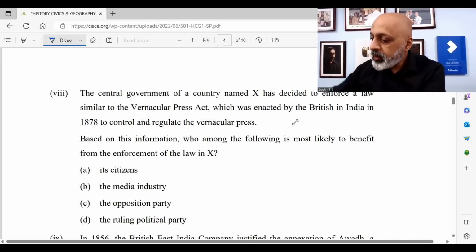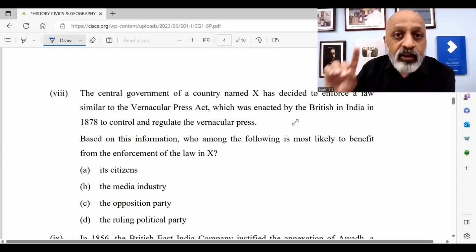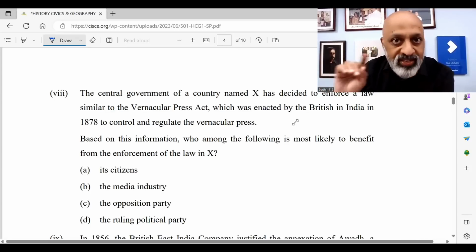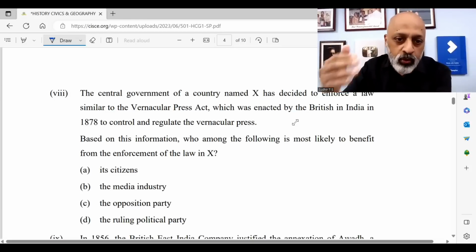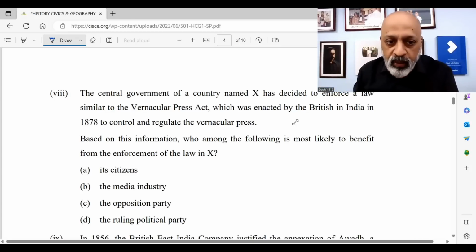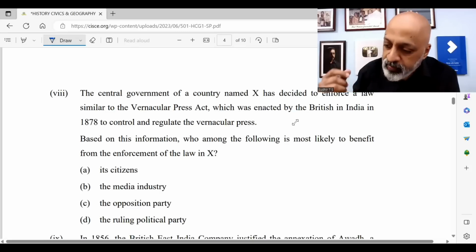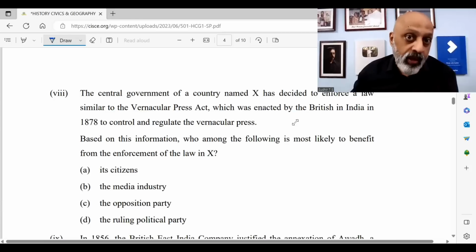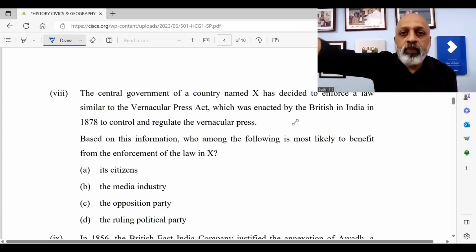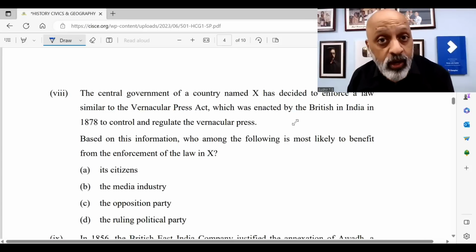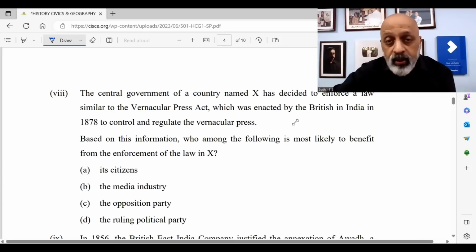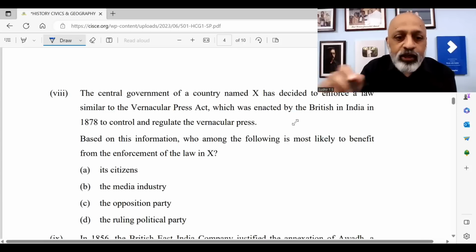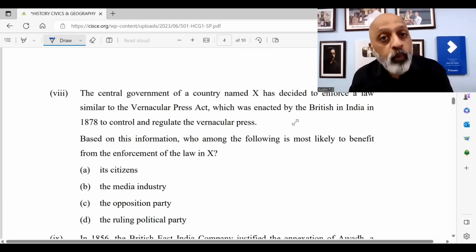It says, the Vernacular Press Act forbade vernacular publications, that is the regional press at that time. Of course, vernacular press ki baat ho rahi hai, but they are saying a law of a similar nature. It says that they could not publish any material which might excite feelings of dissatisfaction against the government, against the British government at that time. So, agar opposition party criticize kar rahi hai ruling government ko, can the press publish it? No, it cannot publish it. So the only person who it is likely to benefit is option D, the ruling political party.